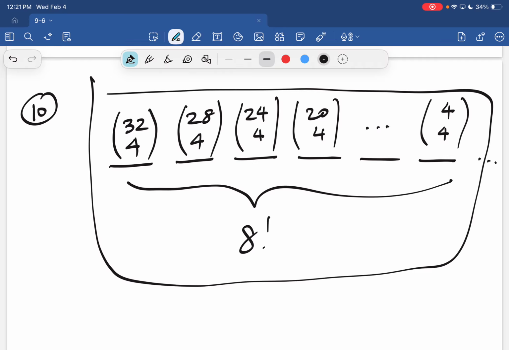Oh, can you help me? Number 9? Yeah. So you're going to have 12 games per group. And you have 8 groups. So it's just going to be 12 times 8.